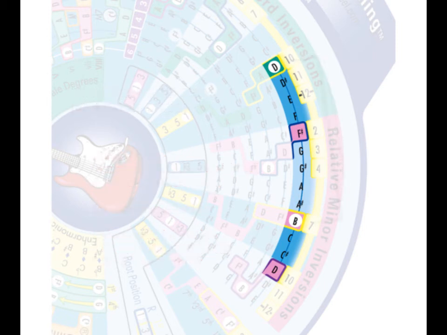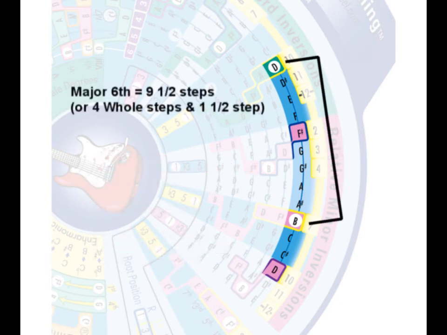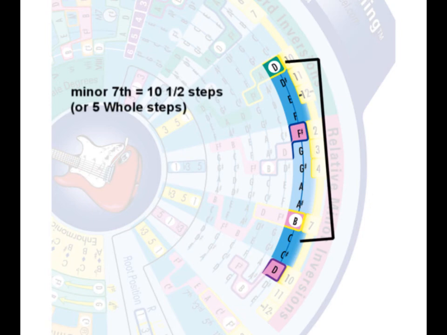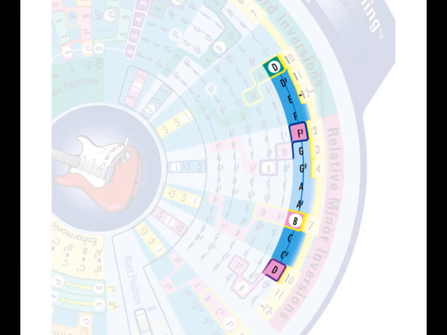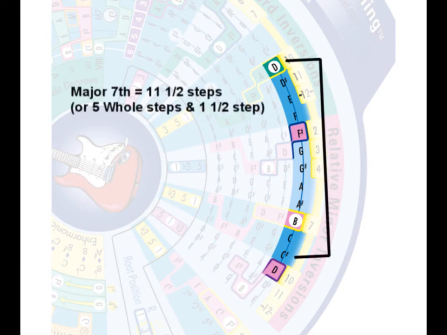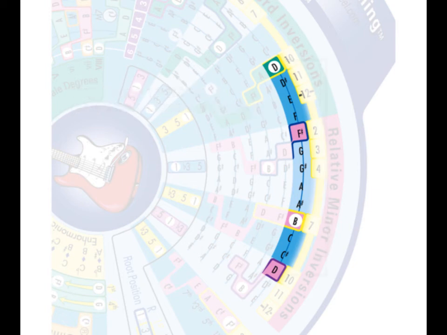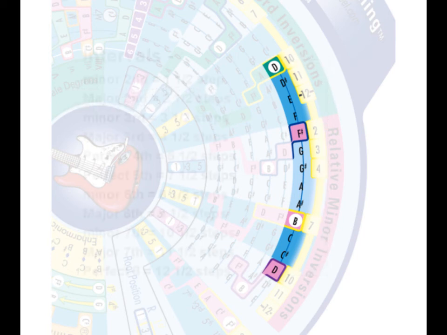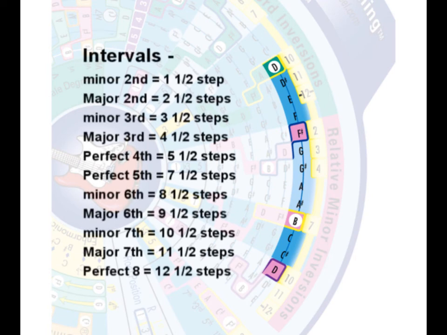Moving on. A major sixth equals 9 half steps, or 4 whole steps and 1 half step. A minor seventh equals 10 half steps, or 5 whole steps. A major seventh equals 11 half steps, or 5 whole steps and 1 half step. And finally, a perfect octave is equivalent to 12 half steps. And as a brief recap, here are the basic intervals, and it may be a good idea to write these down.